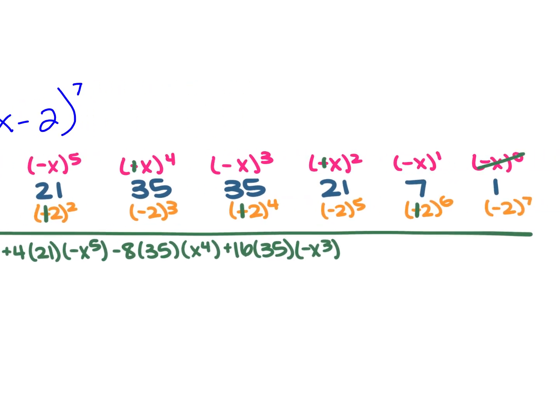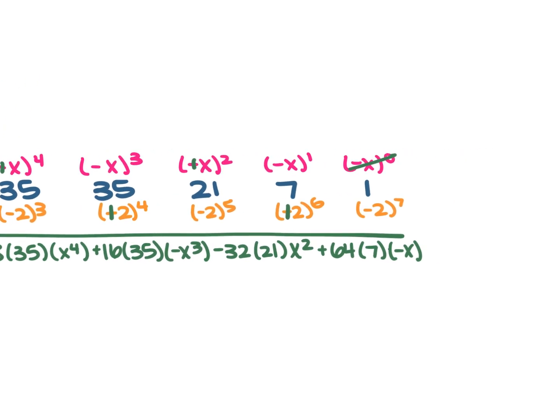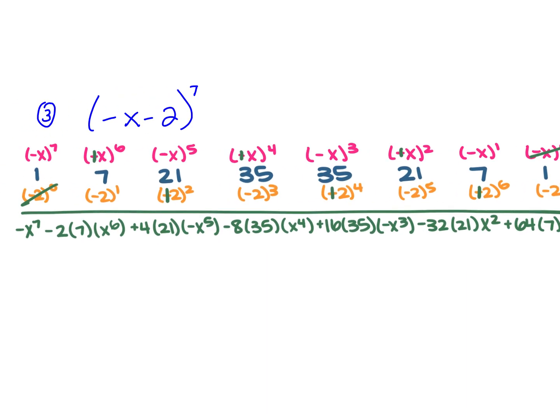Then we have negative 2 to the 5th power is negative 32, times 21 times x squared. Then the 2 to the 6th power is 64 times 7 times negative x. And then we have that negative 2 to the 7th power, which is negative 128. So after this, we're just going to multiply.